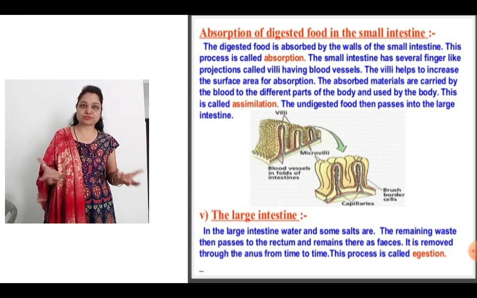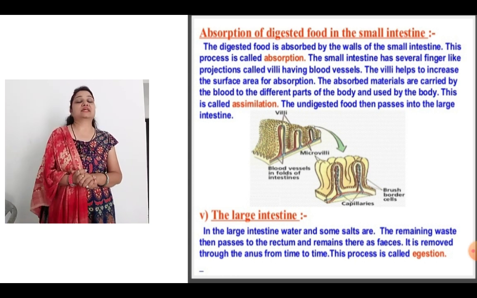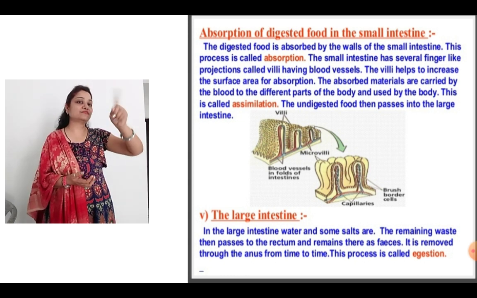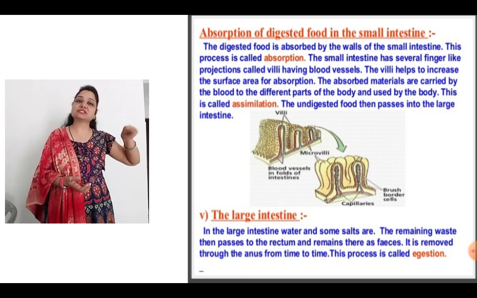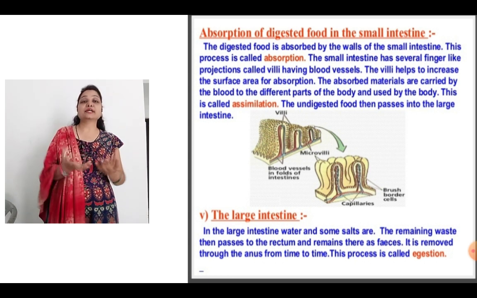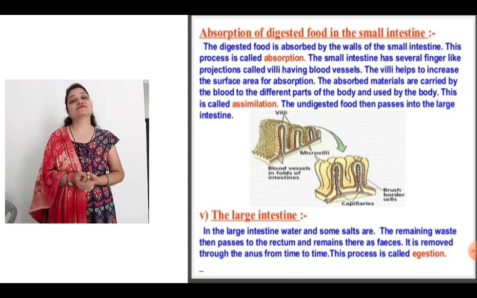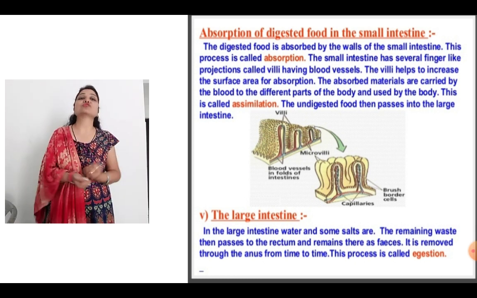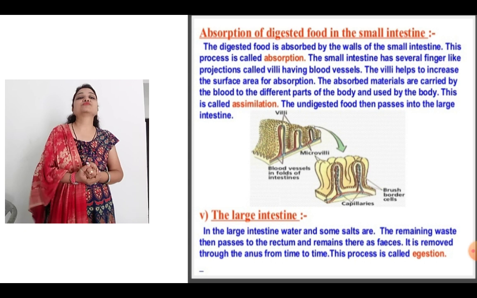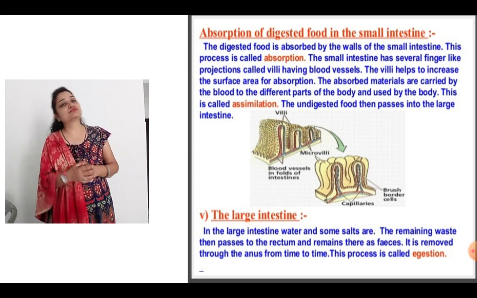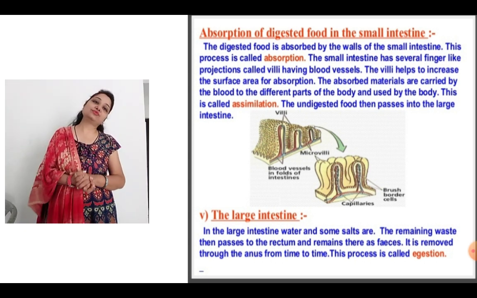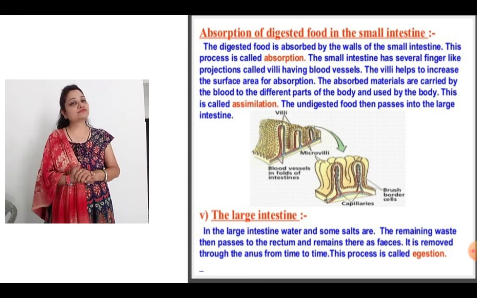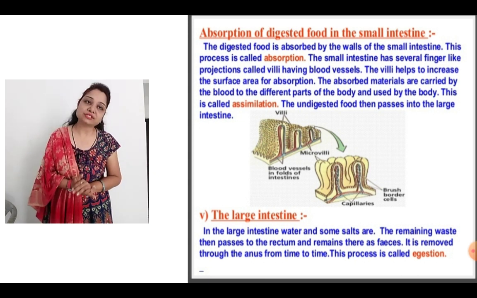This is absorption, right? The small intestine has several finger-like projections which are called villi. See in the figure, these finger-like projections are called villi. They help to increase the surface area for absorption, because more folds mean more surface area for absorption. The absorbed materials are carried by the blood to different parts of the body and used by the body. This is called assimilation. The undigested food then passes to the large intestine.